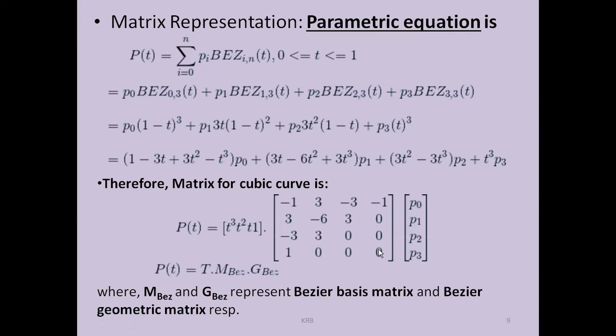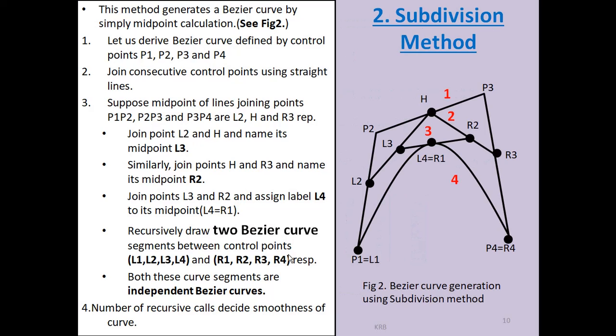So basically there are many problems we can solve which are based on the Bezier curve, and by using any of the two methods, that is the cubic Bezier curve or the subdivision Bezier curve, we can solve those problems by using the matrix representation of any of the two methods. So the second method is the subdivision method. As the name itself tells us, subdivision means we have to divide something into parts. So basically what is the subdivision method? This method generates a Bezier curve by simple midpoint calculation.